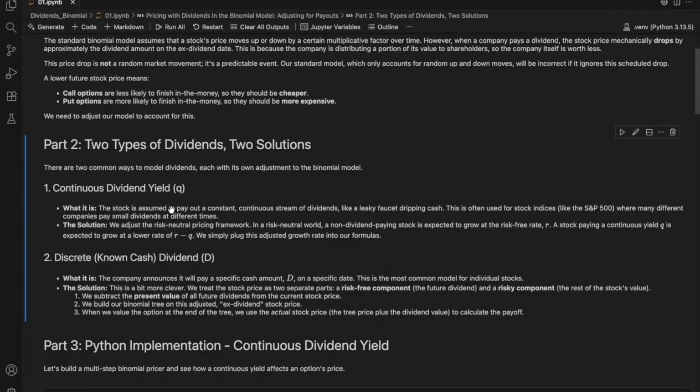We adjust our risk-neutral pricing framework. Normally, we assume a stock grows at the risk-free rate R in the risk-neutral world. With this continuous leakage, we simply assume it grows at a lower rate, R minus Q. It's a simple tweak to our core assumption.